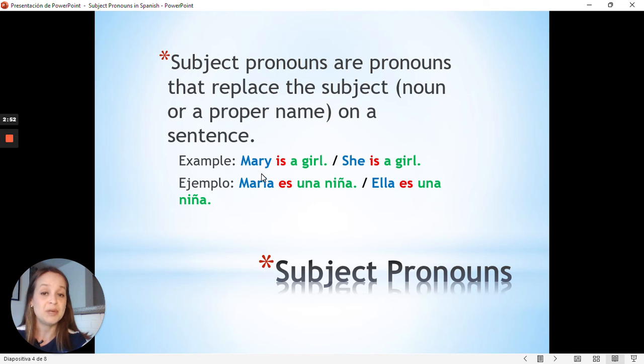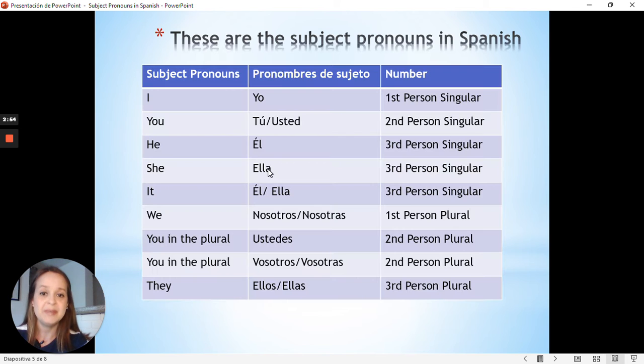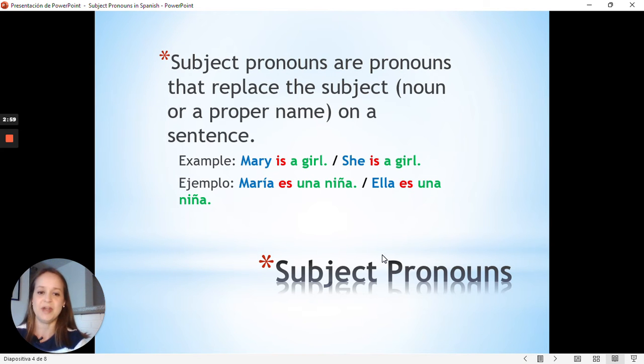But in the first one, we are using a noun, a proper name, and in the second, we have the subject pronoun that replaces Maria as the subject in the sentence. Now, what are the subject pronouns in Spanish, Mrs. Lorenzo? Now we need the list.